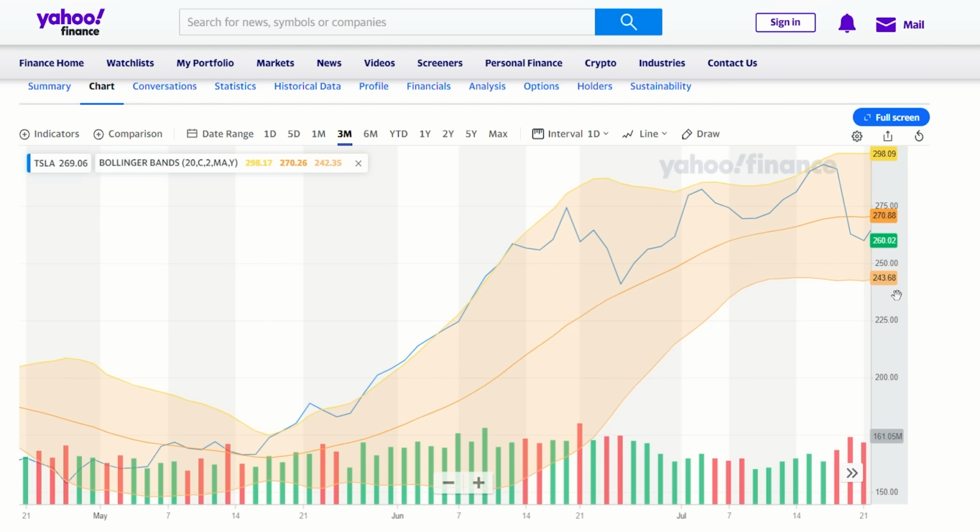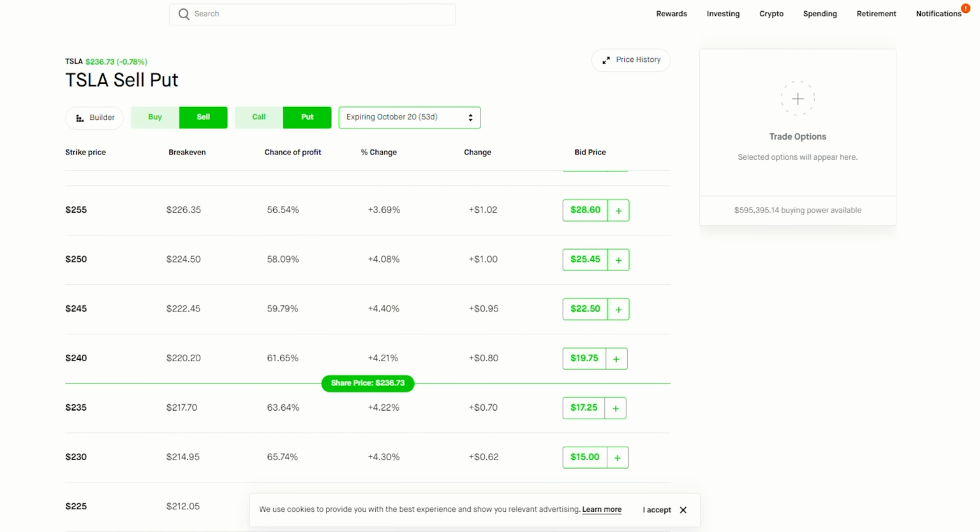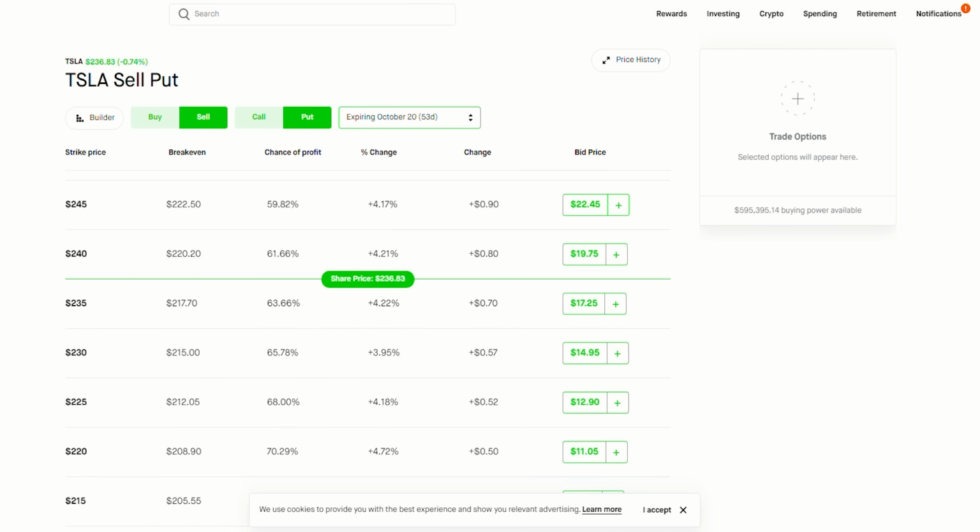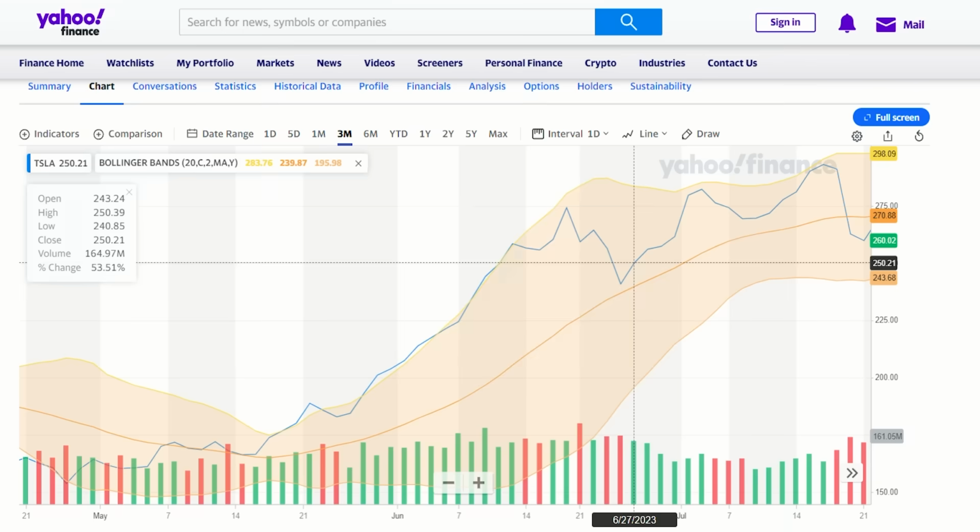But, you know, taking a look at the strike price, 243. I mean, right here. Simple as that, okay? The Bollinger Band is doing it for me. So 243 is the bottom of the Bollinger Band, okay?